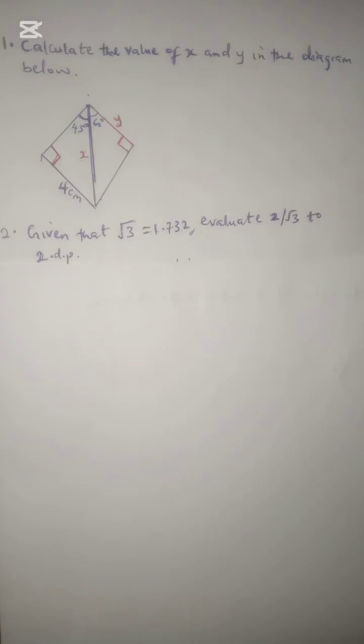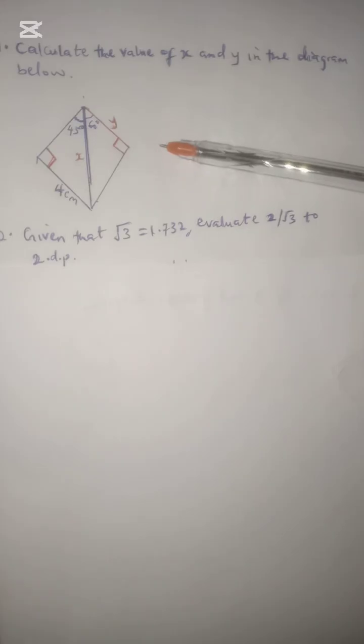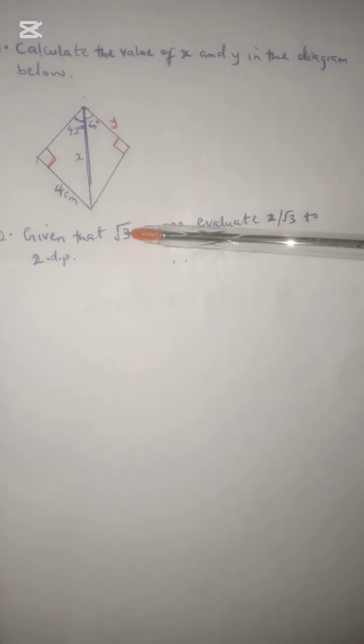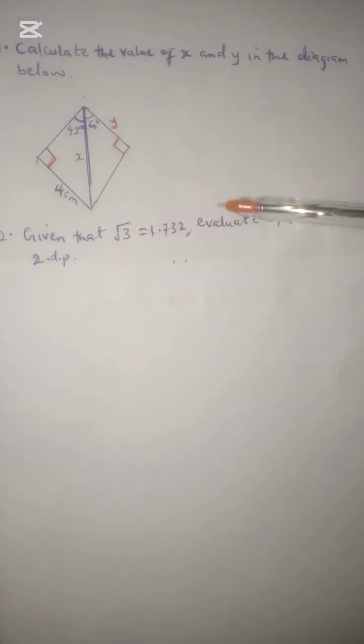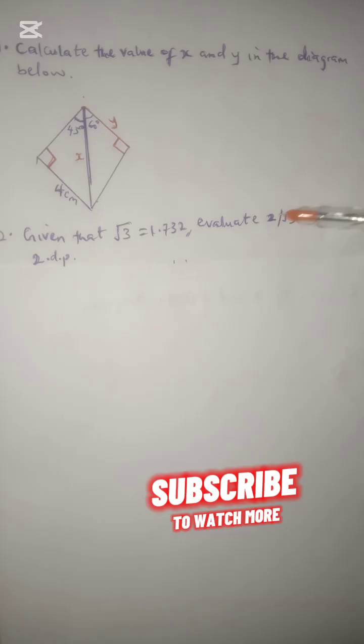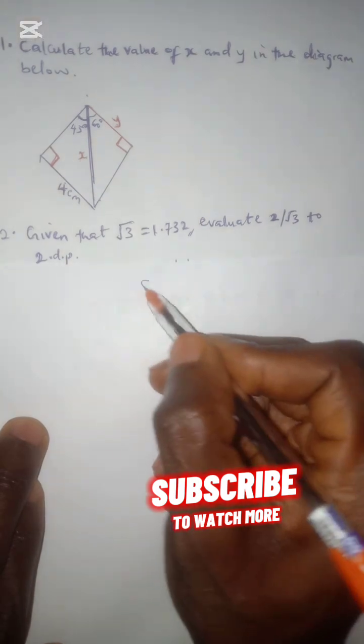They said calculate the value of x and y in the diagram below. So this is our diagram given to us. And number 2 says, given that root 3 equals 1.732, evaluate 2 over root 3 to 2 decimal places. Quickly, let's solve this together. So let's go to the solution.